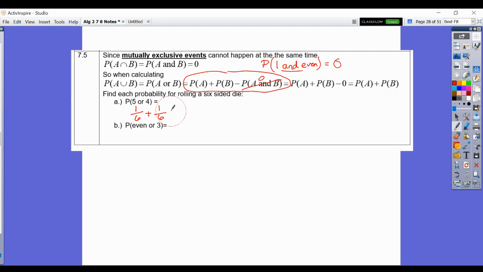I can only get one outcome when I roll the dice. So all I have to do is add these up. I don't have to worry about subtracting and double counting and all that stuff. So 1/3, or 0.3 repeating. There we go. Let's do another one.